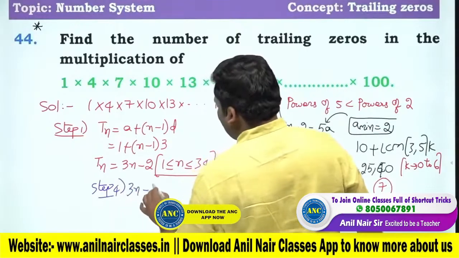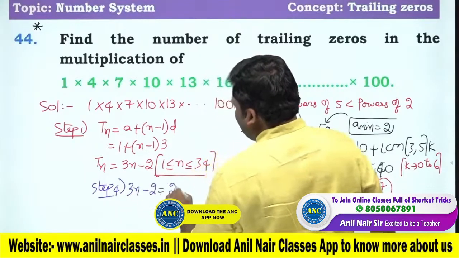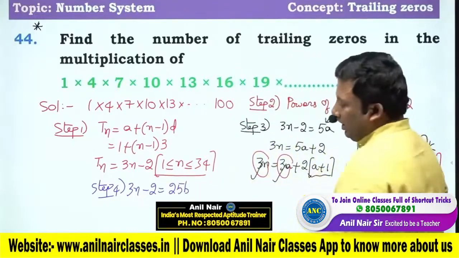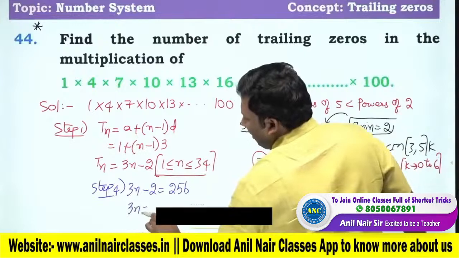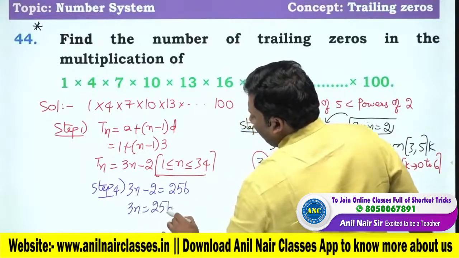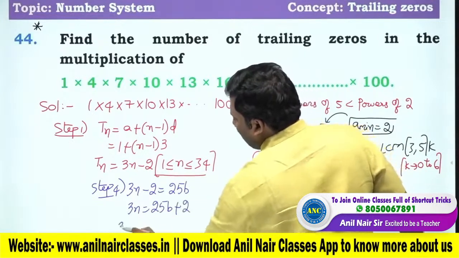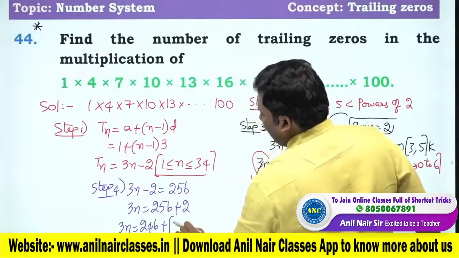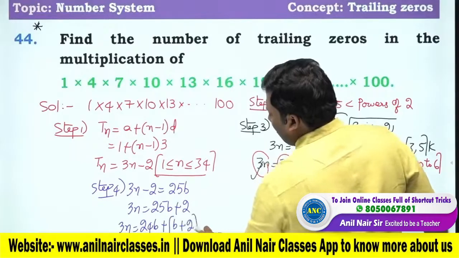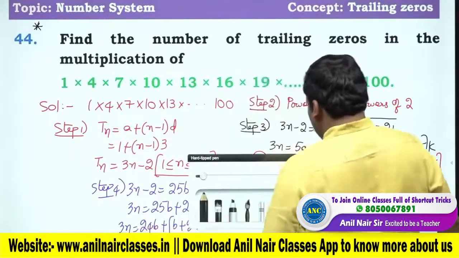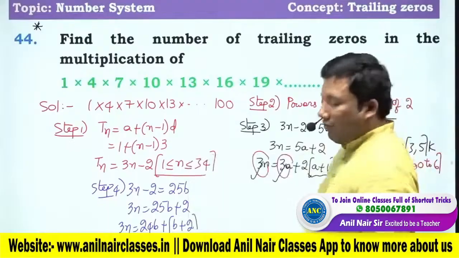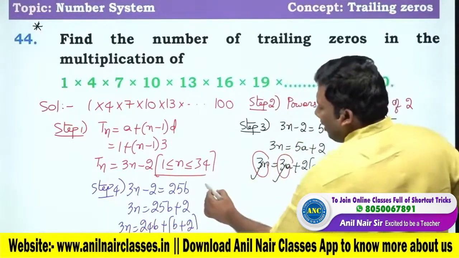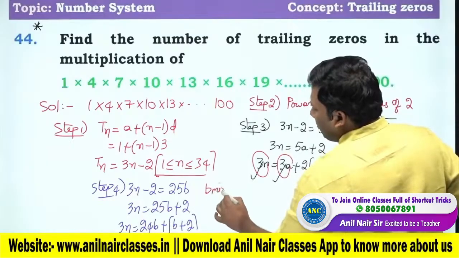3n minus 2 equivalent to, what is the next power of 5? 25. Next power of 5, 25. So this will be 3n equivalent to 25b plus 2. 3n equivalent to 24b plus b plus 2. Now if you see carefully, 3n is a multiple of 3. 24b is a multiple of 3. That means b minimum should be 1.